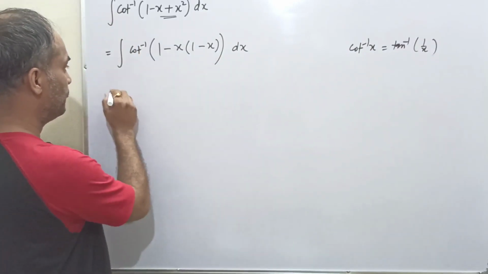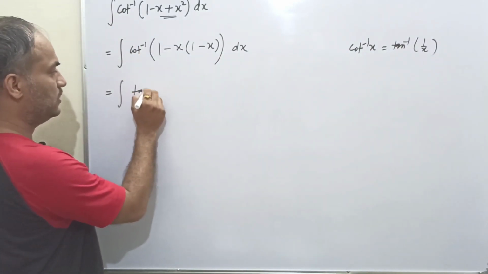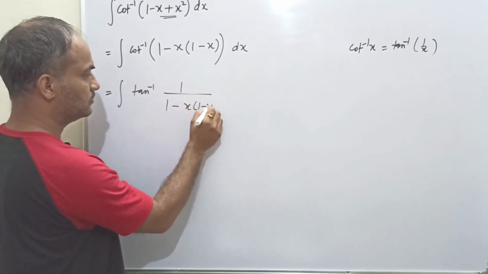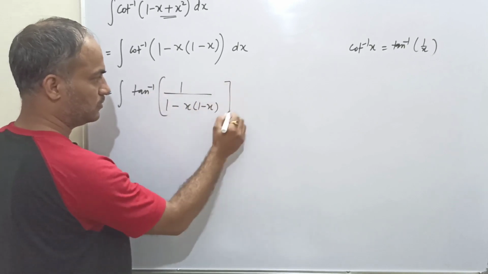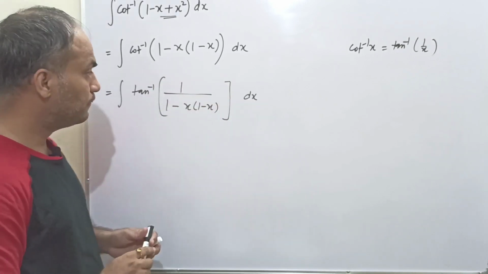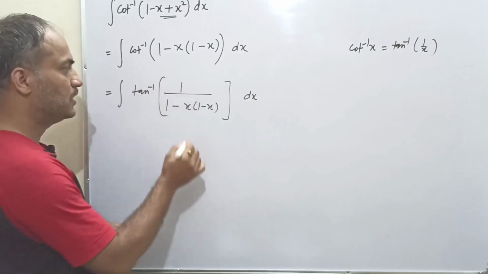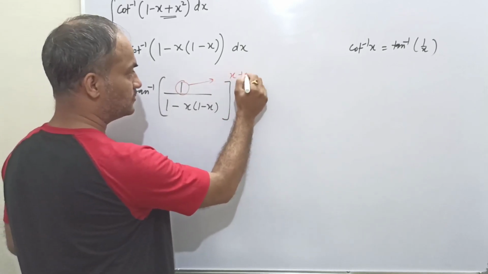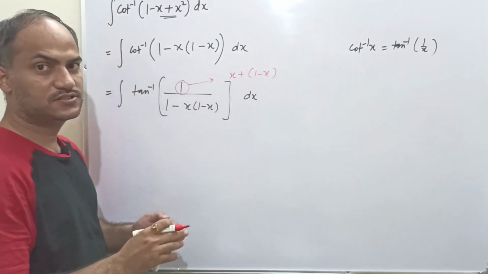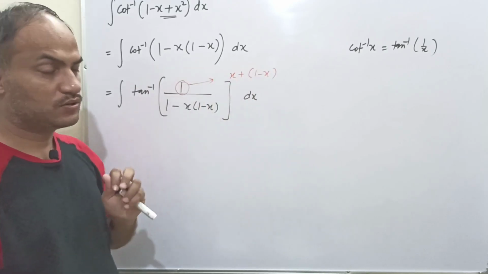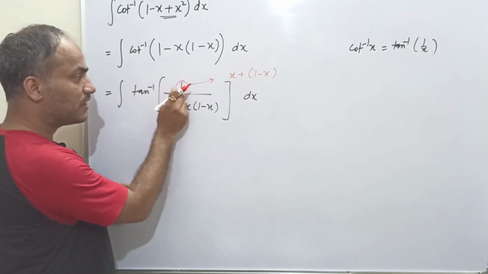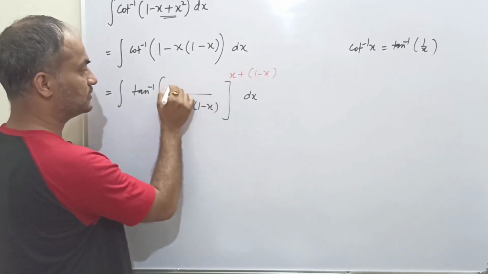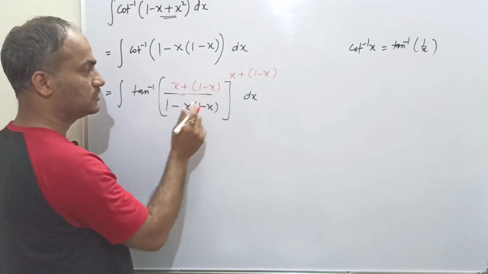So let us apply this formula. This is tan inverse 1 upon 1 minus x. The same term has come into the denominator, but look here at 1. This 1 is something specific. We can write this 1 as x plus 1 minus x. You might ask, sir, why are you writing this? I'm writing this because if we can write this term in place of 1, it means if we are writing this as x plus 1 minus x, what is going to happen?